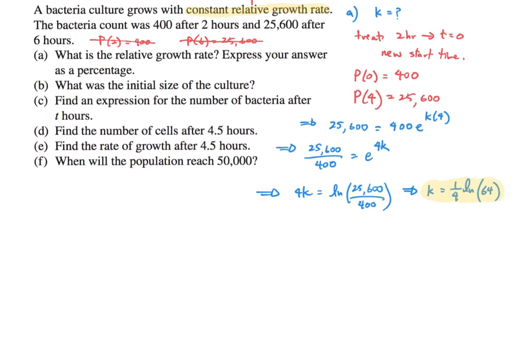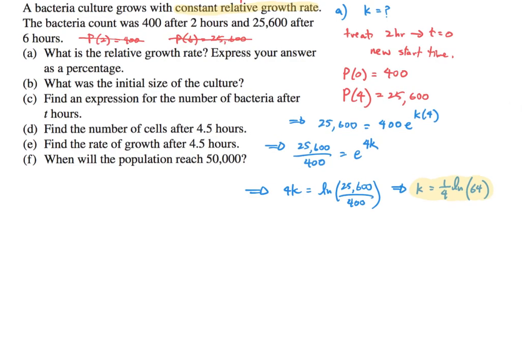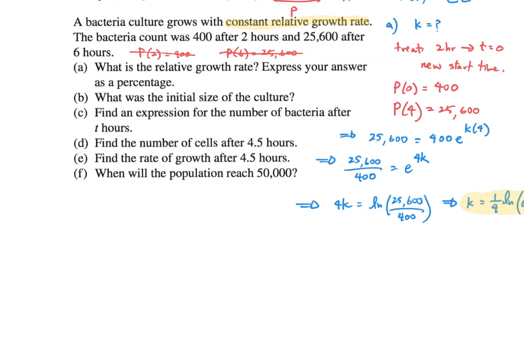All right, great. Let's take a look at part B. For part B, they're asking, what is the initial size of the culture? When we look at part B, we need to remember that the general solution to our differential equation is P of t equal to C e to the kt. We just figured out that our k was 1 over 4 natural log of 64, times t. And our question really is, what is C equal to? At this point, this C refers not to my new shifted starting time, but to the original start time.